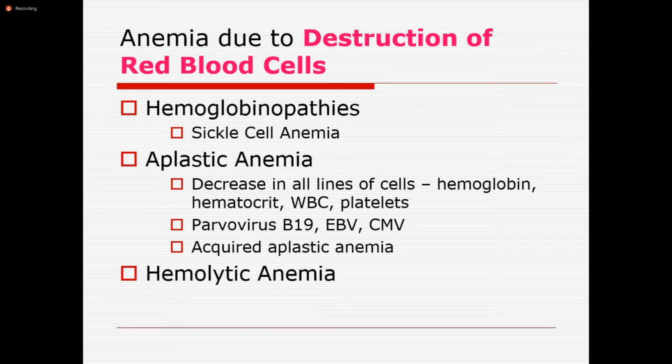Some infectious causes of aplastic or hypoplastic anemia are parvovirus B19. This parvovirus typically causes only red cell aplasia. Others may cause pancytopenia: Epstein-Barr virus, cytomegalovirus, and acquired aplastic anemia because of radiation and some chemicals, and hemolytic anemia. Next, please.